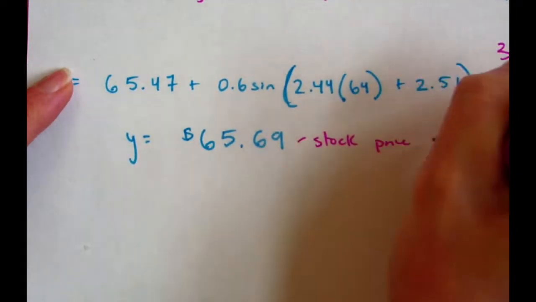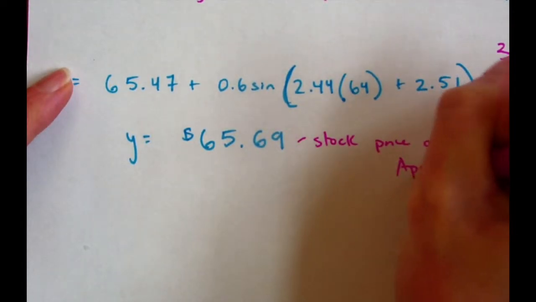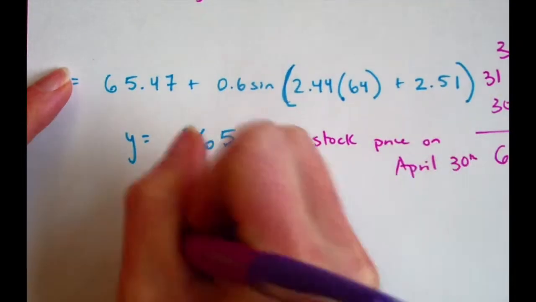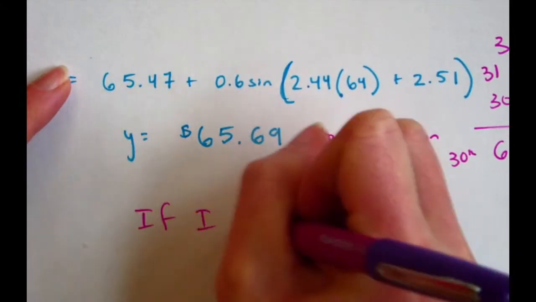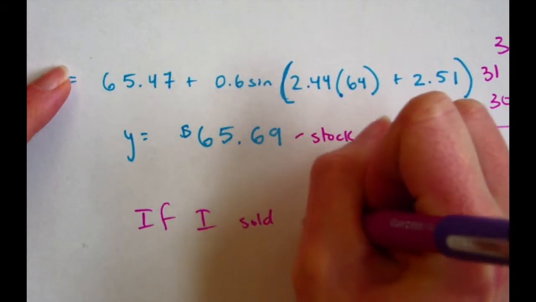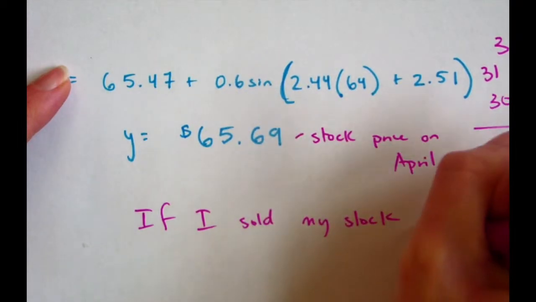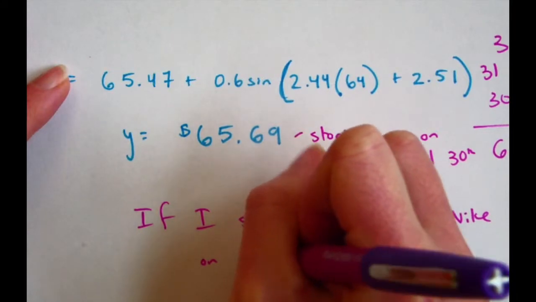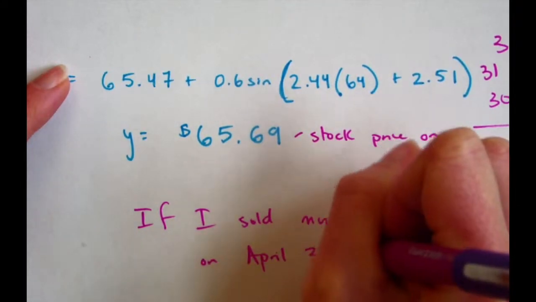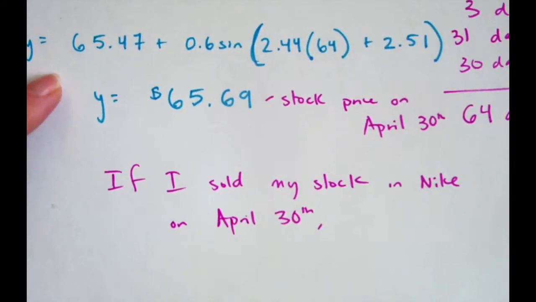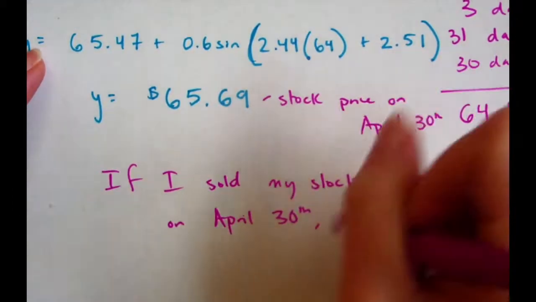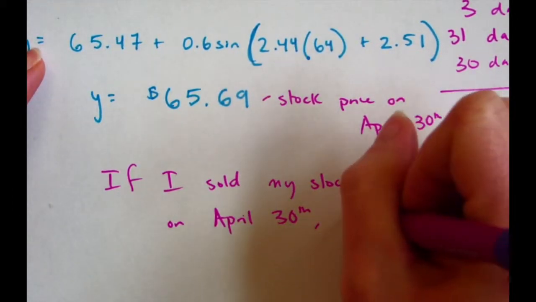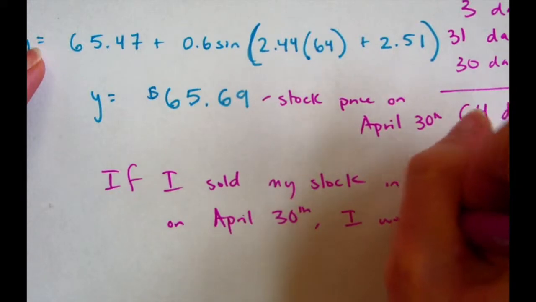So if I sold my stock in Nike on April 30th, my prediction is that the worth at that time, the value of the stock, I would earn $65.69 per stock.